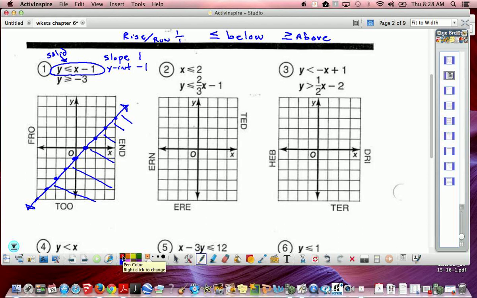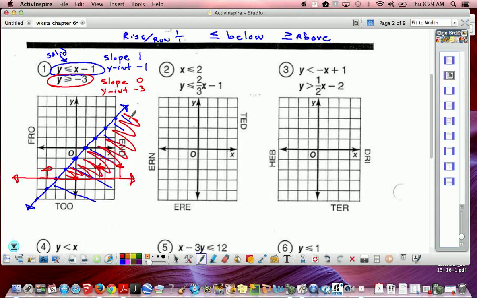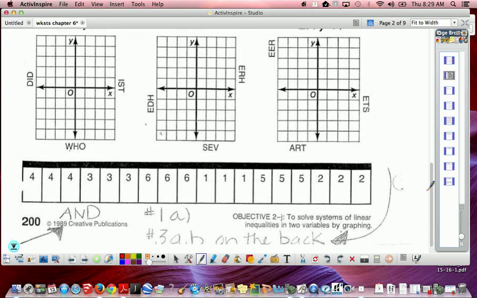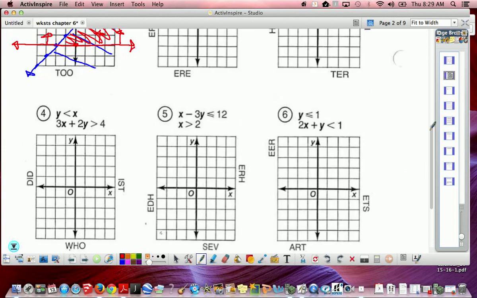I'm going to do it in a different color. y is greater than or equal to negative 3. If I think about this one, there is no x, so the slope is actually 0. My y-intercept is negative 3. If I start at negative 3 with no slope, that's a horizontal line. I want all the numbers that are greater than or equal, or above the line, so my shaded region goes in this direction. I'm going to shade extra heavy where it is blue and red. So for number 1, I am going to put the word END. If I go down to my puzzle, I write in END, and number 1 is done.